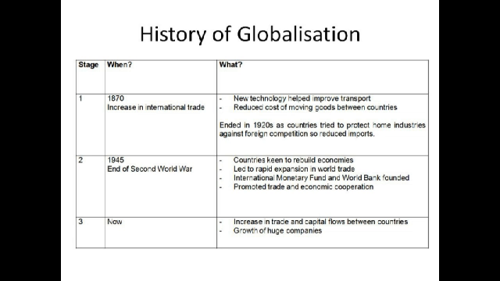This is a really basic history of globalisation. I'm not really sure if you need to know this, but it's just nice to know where we are in the world. There were 3 main stages, the first of which was in 1870, which was the increase in international trade, because new technology helped to improve transport, because people could ship their goods from country to country, and this cost less, so more people did it, so there was more importing and exporting and trade.